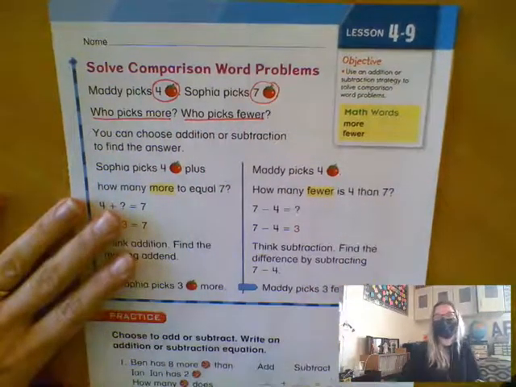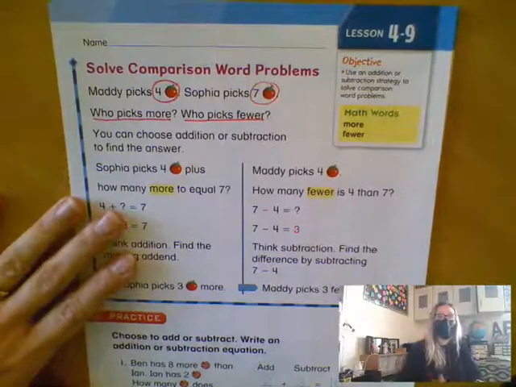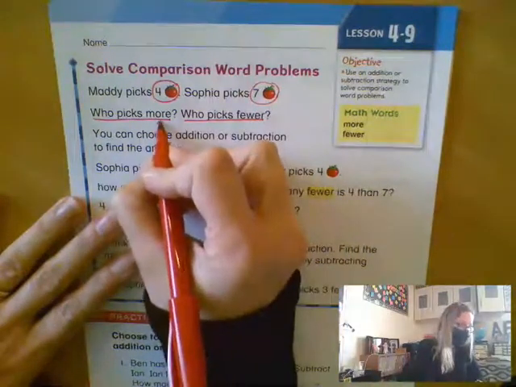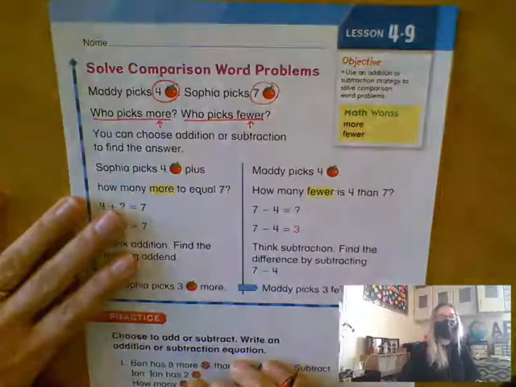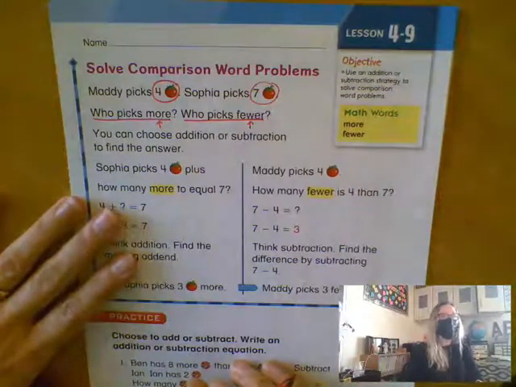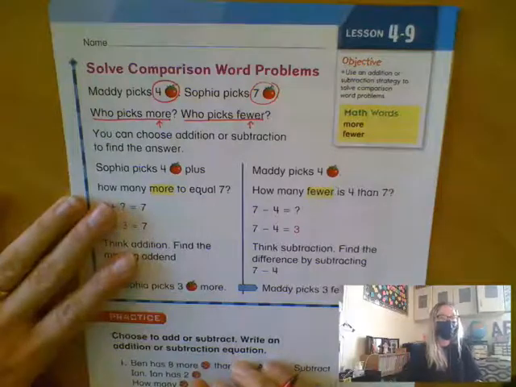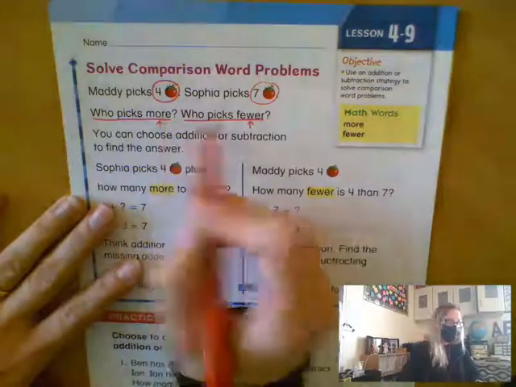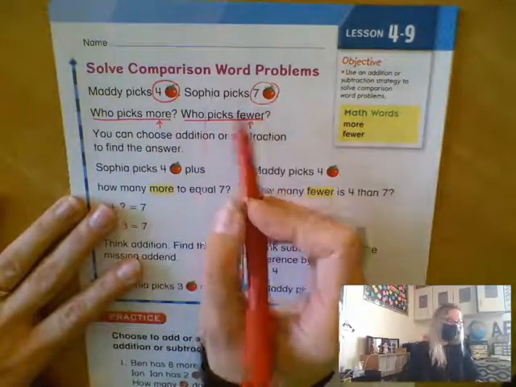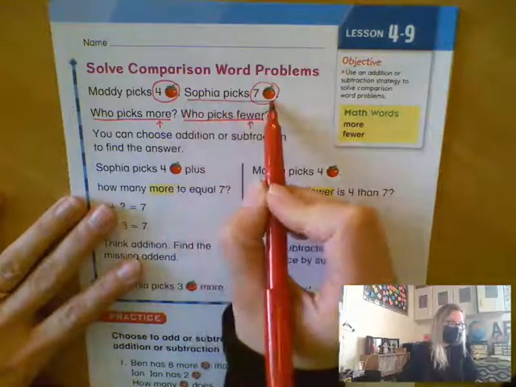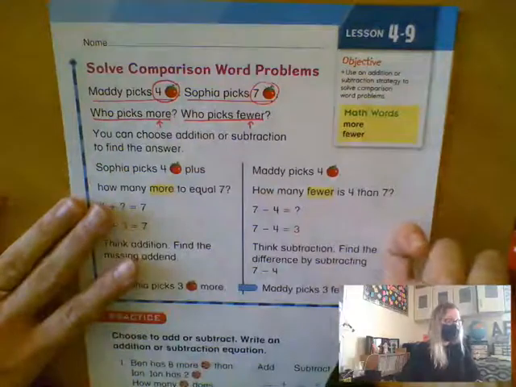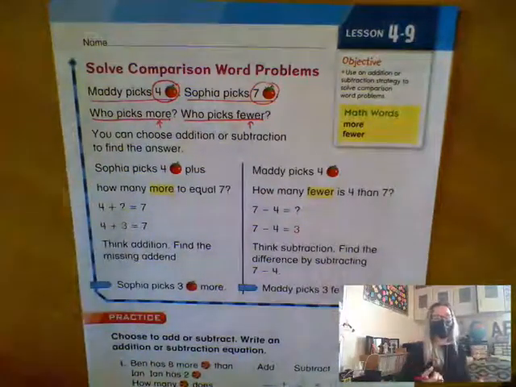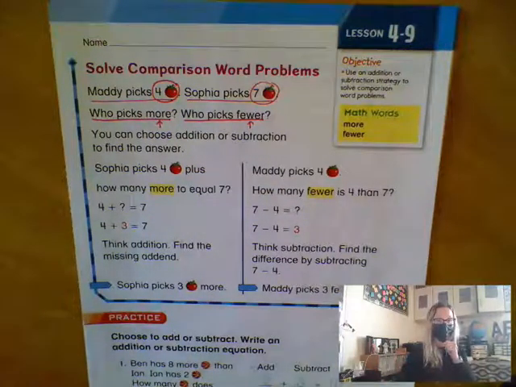Well, we can figure that out because we know that more means the bigger number and we know that fewer means the smaller number. So who picks more is the person with the bigger number. So who picks more? Sophia, because she picked 7. Who picks fewer? Maddie, because she picked 4. Now let's figure out the difference, okay?